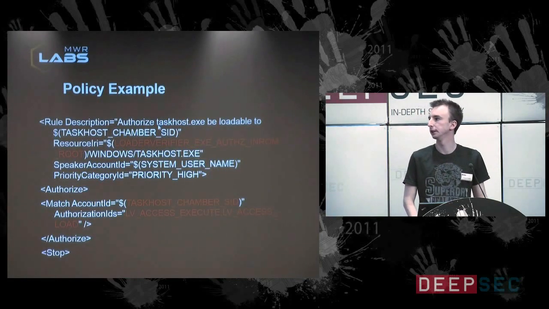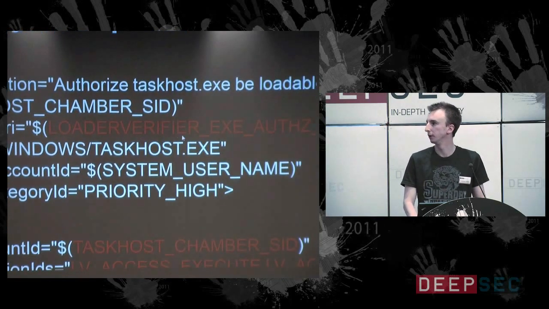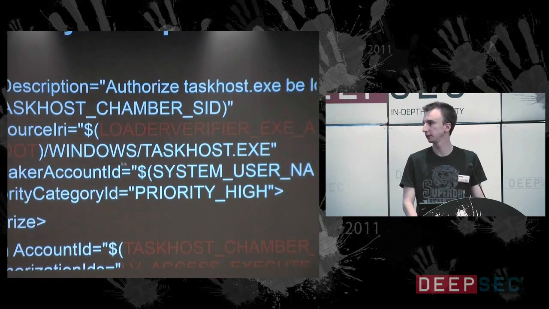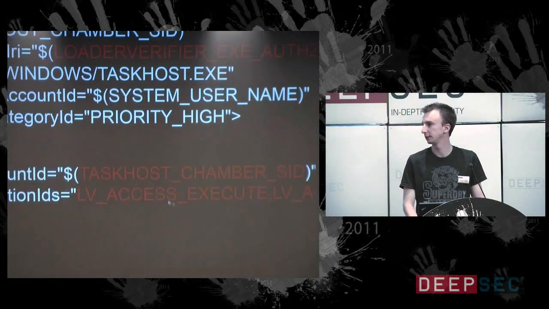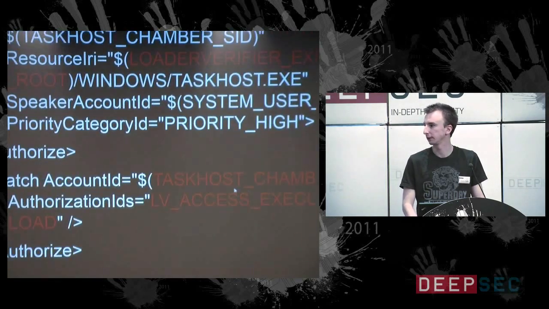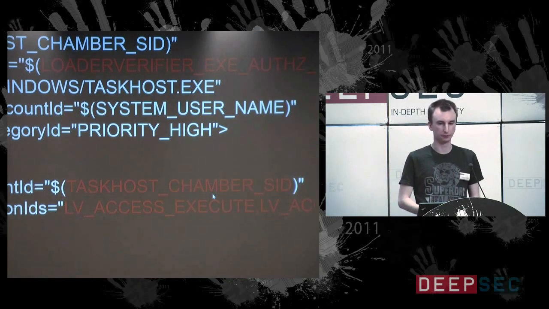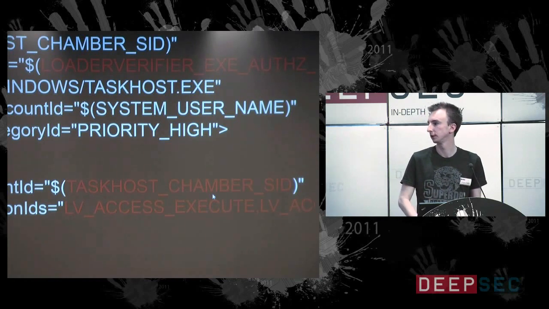These are used in the policy files. So this policy file basically states that the loader verifier for /windows/taskhost.exe, so that's the file system path on the phone of that binary, has execute access and load access to the target chamber SID for that user account. And for every binary on the phone, there needs to be an associated policy entry stating what chamber it can execute in and what rights it has.